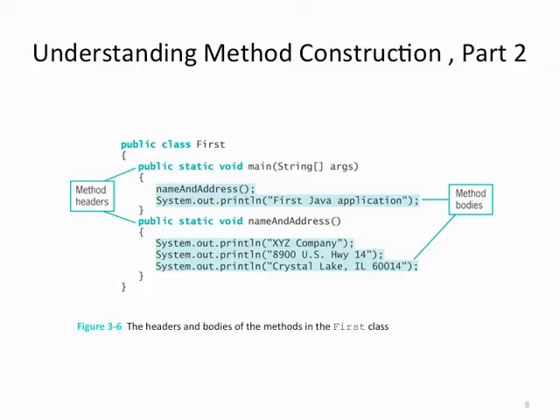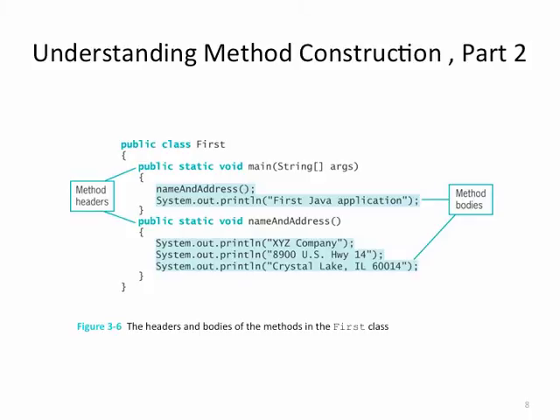Here's an example. Again, we're looking at name and address. Look inside the main method and find name and address, and that invokes or calls the name and address method. Now below main, we see public static void name and address. Public static void name and address is the method header for that method, and that marks the beginning of that method. When we call it, the call would transfer control to the method header, and the method body would get executed. System.out.println XYZ company, system.out.println 8900 US Highway 14, system.out.println Crystal Lake, Illinois 60014. Those 3 lines would be printed as a result of the call to name and address.